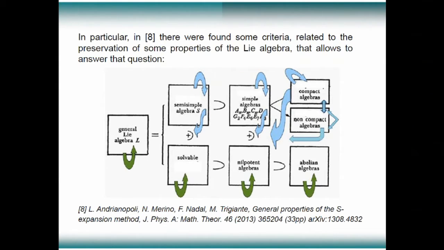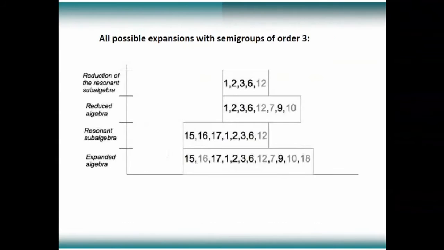And statistically, they studied how many extensions give back the Lie property. For all the possible extensions with semigroups of order 3, they found that in the extended algebra you have only one 12, and the gray ones preserve simplicity. The resonance algebra, this one, only the 112, preserves simplicity, and so on. With a reduced resonance algebra, you get 12.